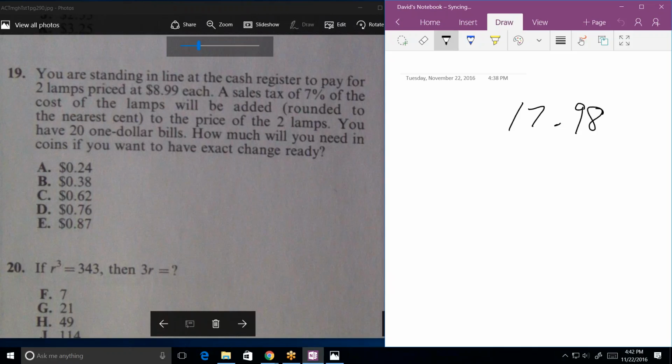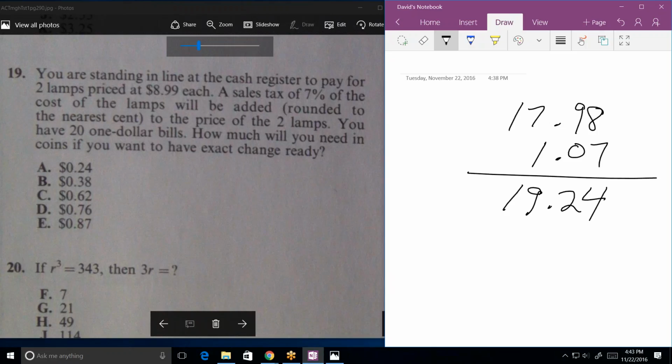You have 2 choices. You can multiply this by 0.07 and then add that number. A faster way to do it is to multiply it by 1.07 on your calculator. That's going to give you the total cost of the 2 lamps counting tax. So it'd be $19.24. You did that on the calculator? Yeah. So it'd be A.